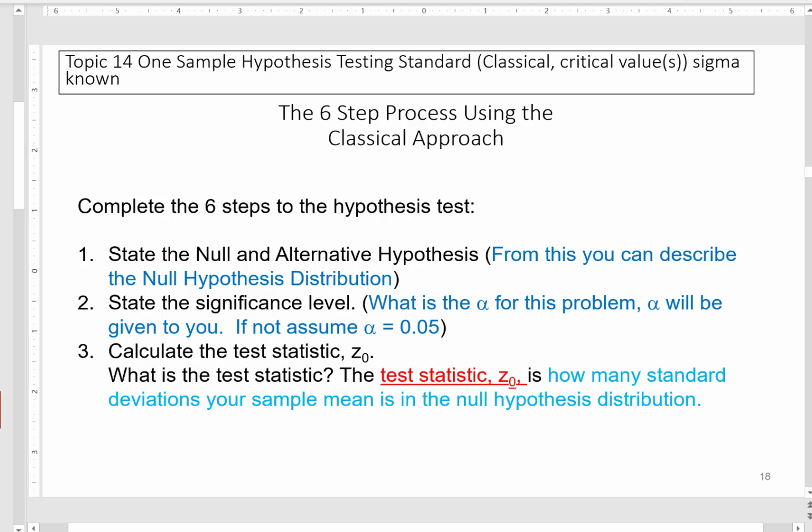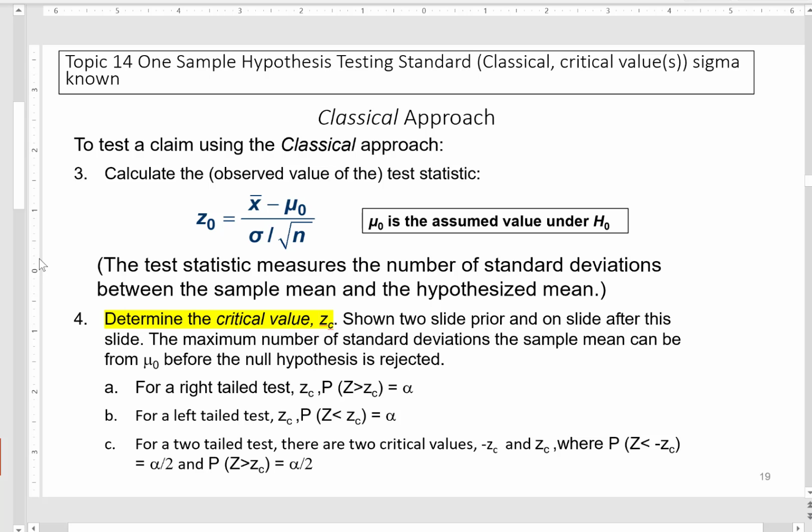So looking at the 6-step process, it doesn't look very different at all for steps 1 through 3. So you have to state the null and alternative hypothesis. Now remember, before you even do any of this, you have to make sure that all conditions are met so that you can do a hypothesis test. So state the null and alternative hypothesis after you make sure the conditions are met. State the significance level. Calculate the test statistic. Remember how many standard deviations that sample mean is in the null hypothesis distribution. So the calculation would be your sample mean minus the null hypothesis mean divided by the standard deviation of your null hypothesis, that standard error.